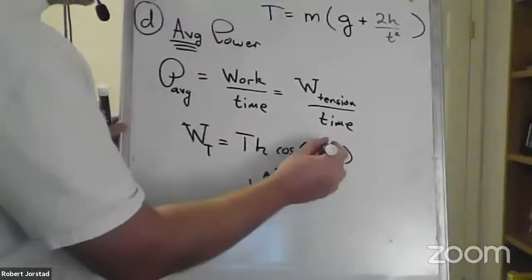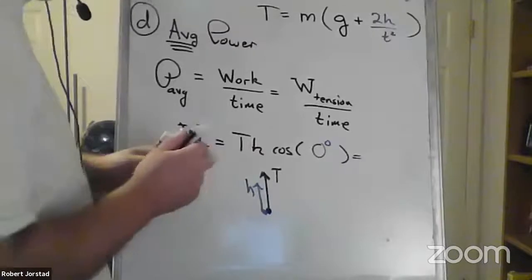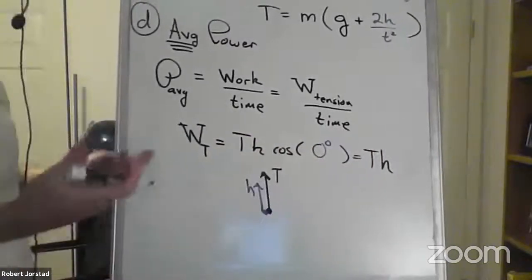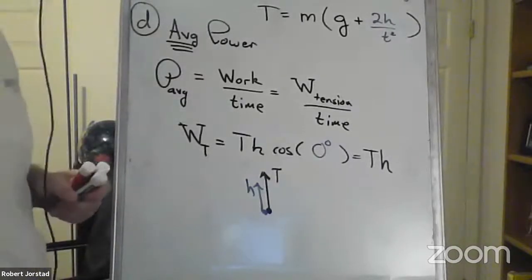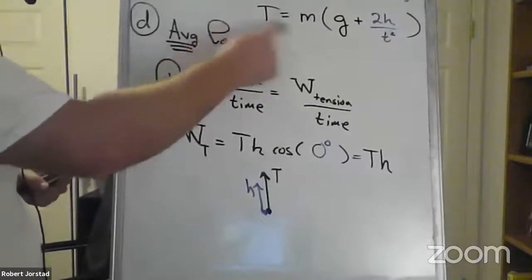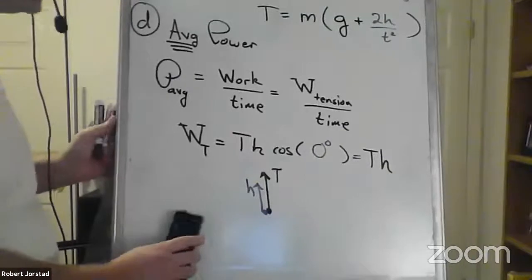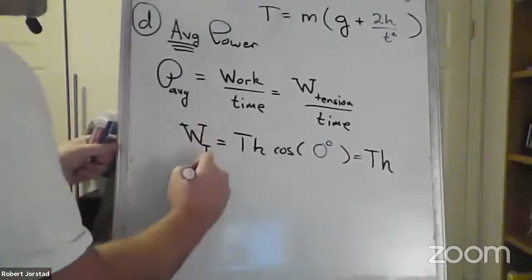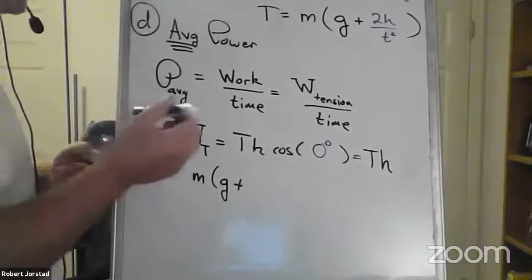Zero. So in this case, our angle would be 0 degrees. So you could actually get the work done this way: T times H. Now notice in this case, we have a value for tension. We could multiply this by H, and I think you'll find something interesting here in the result. So when I do this one, we get M times (G plus 2H over T squared).